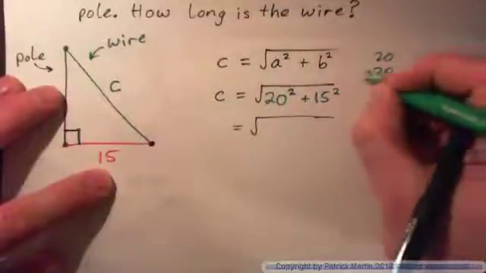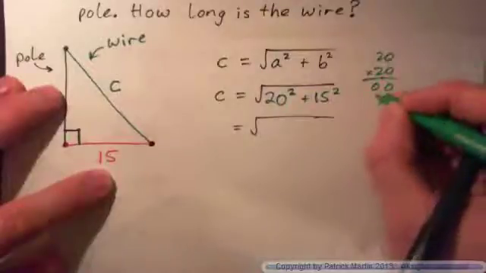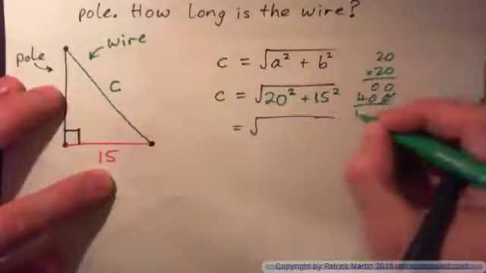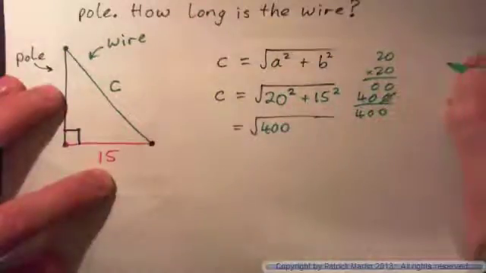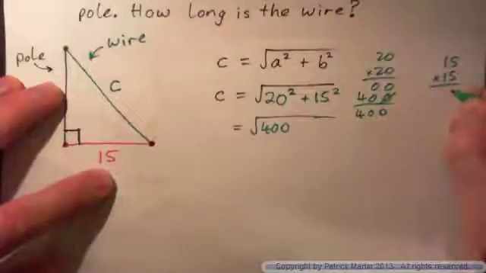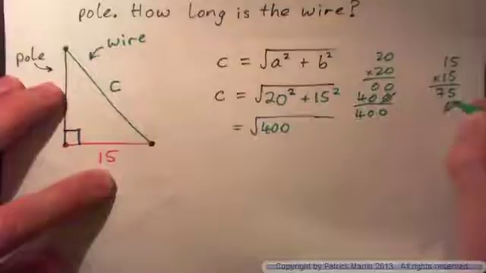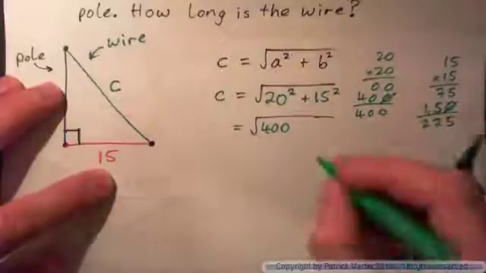20 times 20, 0 times 0 is 0, 0 times 0 is 0, put down a 0 placeholder. 2 times 0 is 0, 2 times 2 is 4, and we get 400. So that's 400. 15 squared, 15 times 15. 5 5s, 25, carry the 2, and 5 is 5, and 2 is 7. Put down placeholder 0, we get 5 and 1. So that's 5, and this is 2, carry the 1, that's 2, right?